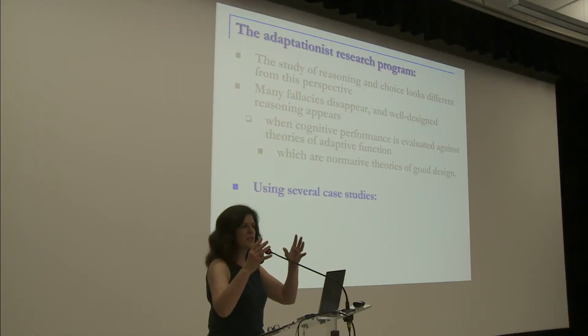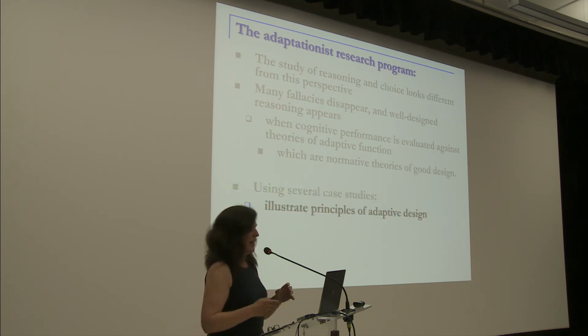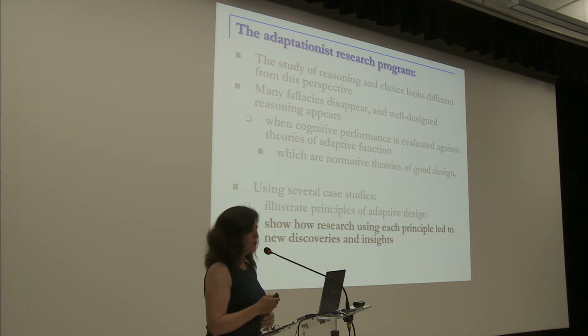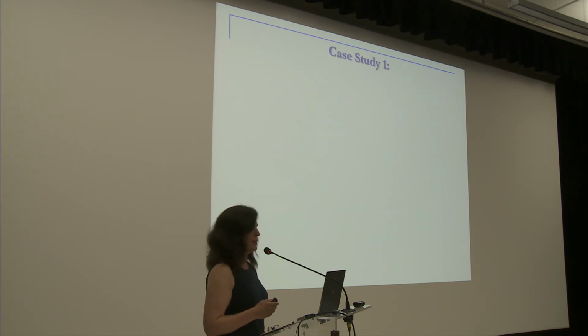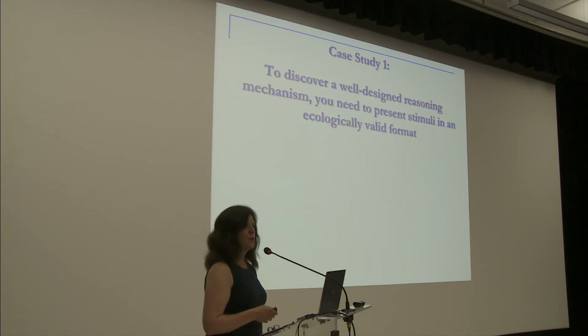So using several case studies, I had initially hoped it would be 6, and then I realized I was insane and could never do all 6. I'm going to try to illustrate principles of adaptive design and show how research using each principle led to new discoveries and insights, and how research ignoring it led to faulty conclusions. So case study number 1, the principle is that to discover a well-designed reasoning mechanism, you need to present stimuli in an ecologically valid format. And the example I'm going to use is Bayesian inference with natural frequencies.